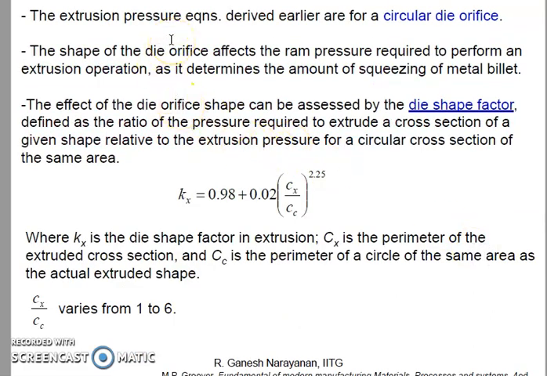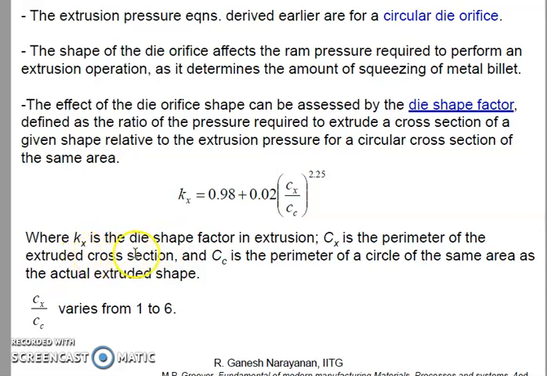For extrusion pressure, the die orifice affects the ram pressure required to perform an extrusion operation, as it determines the amount of squeezing of the metal billet. The effect of the die orifice shape can be assessed by the die shape factor, defined as the ratio of the pressure required to extrude a cross section of a given shape relative to the extrusion pressure for a circular cross section of the same area. This is the standard formula for that.